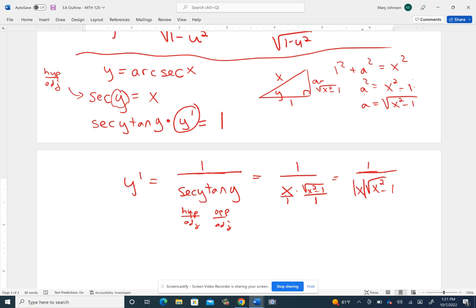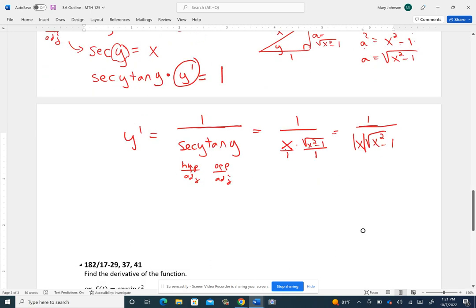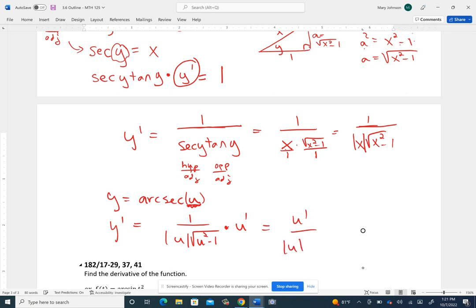Okay. But if you'll allow me that, then you can see that if I change the function to be more general and I do arc secant of u, which is some function, something other than just an x, then we'll just modify that formula a little bit and put a u instead of an x in there. And then, since it's now a function of x, we'll also have to take the derivative of that. So that's where that formula comes from.